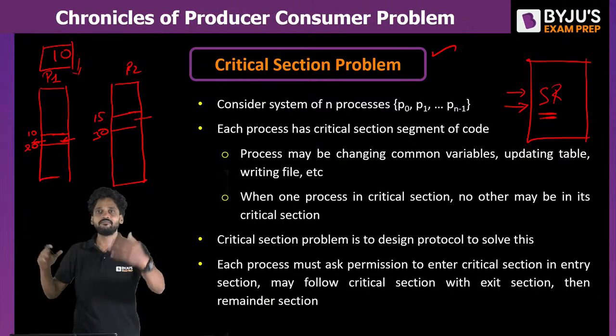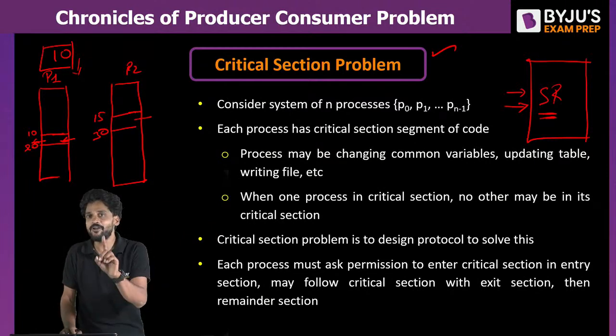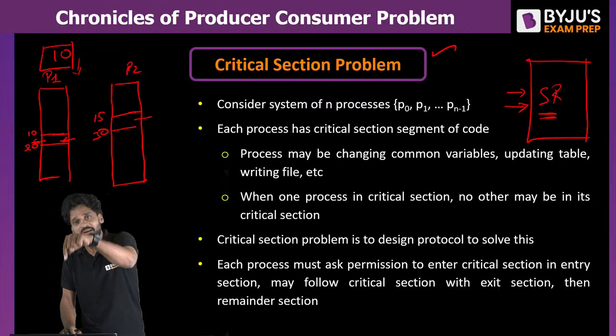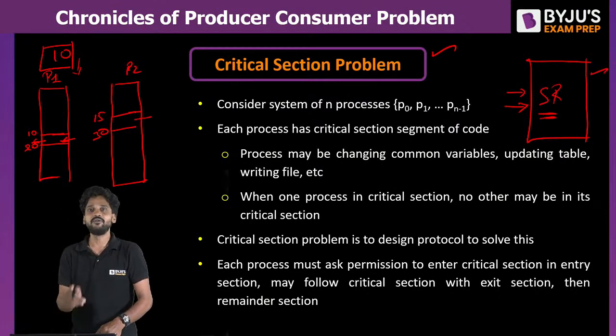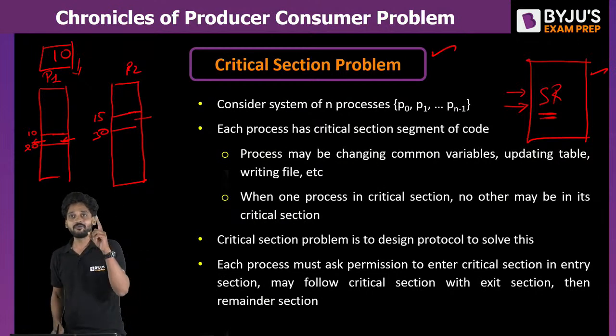You don't need to read anything at all. So only one process is allowed. When one process has already made its way into the critical section, that means the shared region is already being accessed. No other process should be allowed to enter into the critical section.